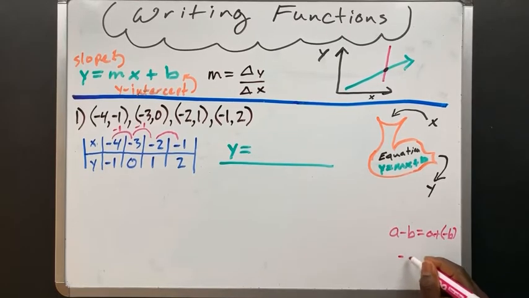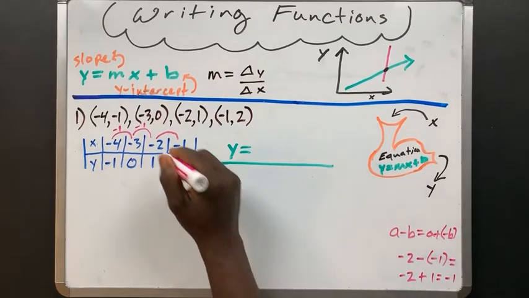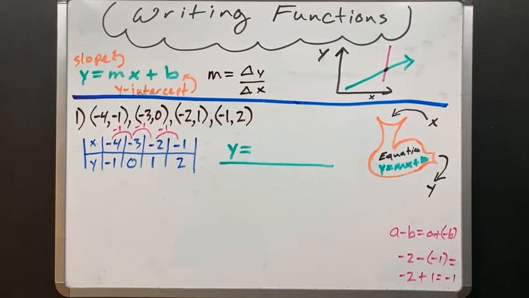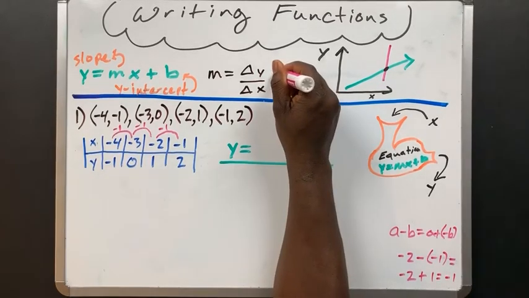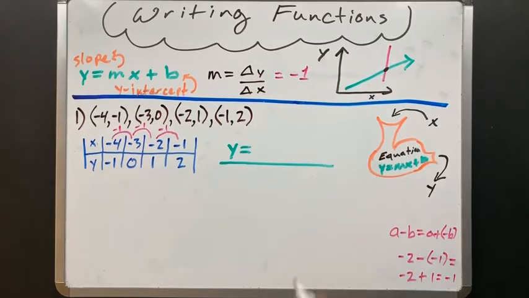We have -2 minus -1, which is equal to -2. Change the minus to a plus. The opposite of -1 is +1. And we have -1. We have a change in y of -1. So that means that so far, in this case, our change in y is -1. Now let's see if we can find the change in x.